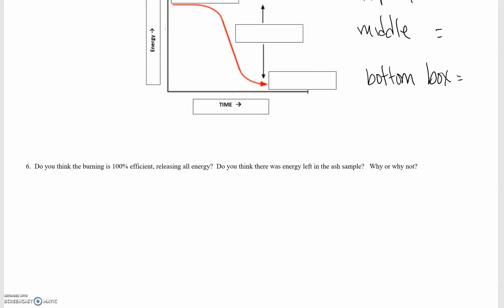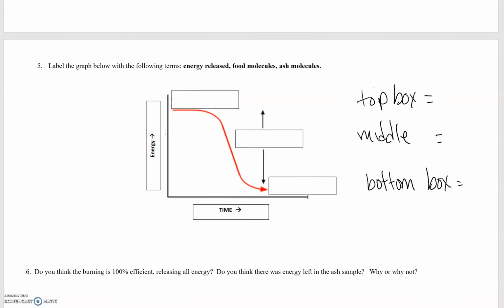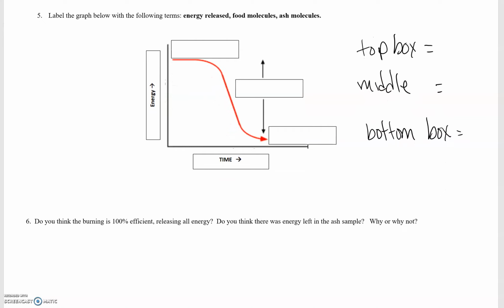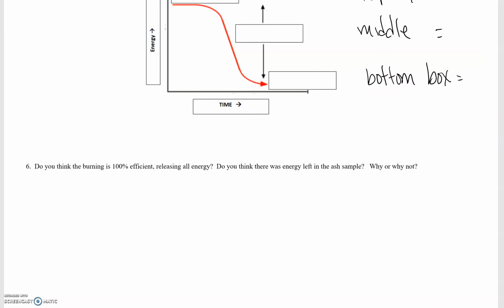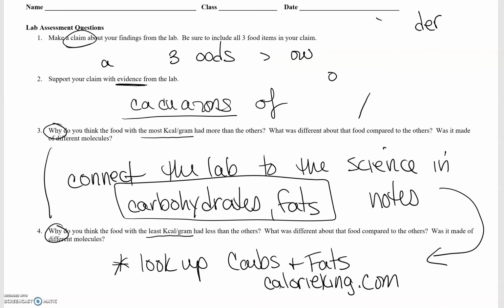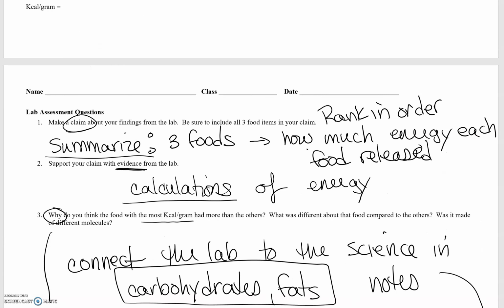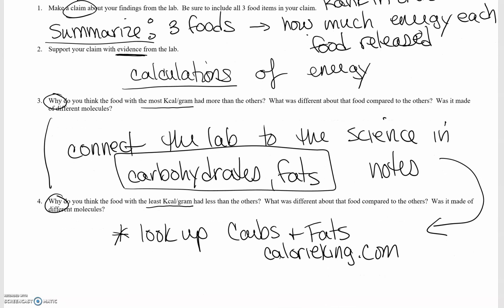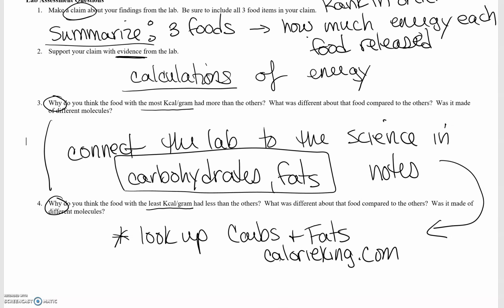And then there are a couple of other questions where you are going to think about how much energy is released. You're going to try and label this graph. And then you're also going to think about this last question. If you thought that was efficient, the burning of it, did it release all the energy? Do you think there was energy left in the ash? Why or why not? Okay, so these two right here, questions 3 and 4, should both be a paragraph. It should not be one quick little thought. This is where you're really making the connection between what we saw in the lab and what you've actually learned in class so far with the science. Good luck.